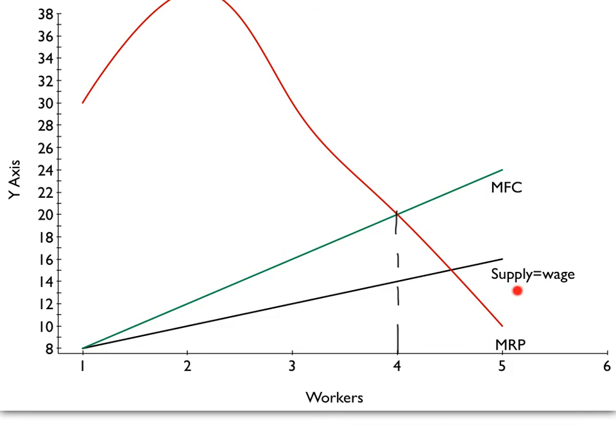Remember that the supply curve equals the wage so that we can determine the wage for each of these 4 workers by where it intersects the supply curve. And then we can come over and take a look at something like this. So the workers are going to get paid at this amount, but the number of workers will be determined by where marginal factor cost equals marginal revenue product.